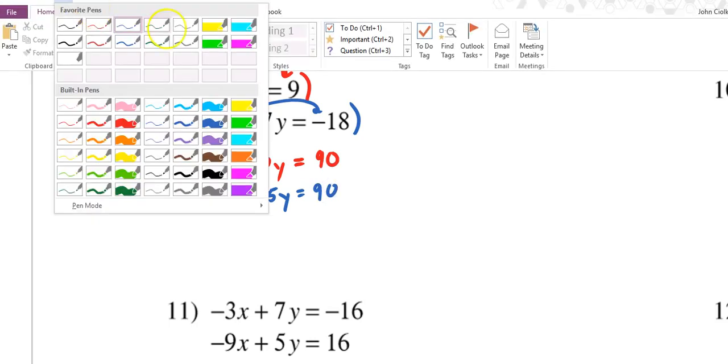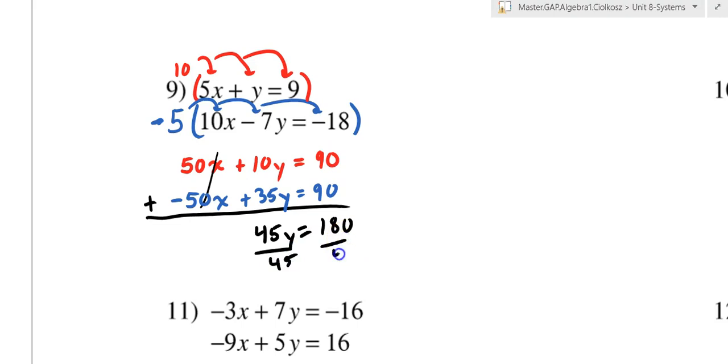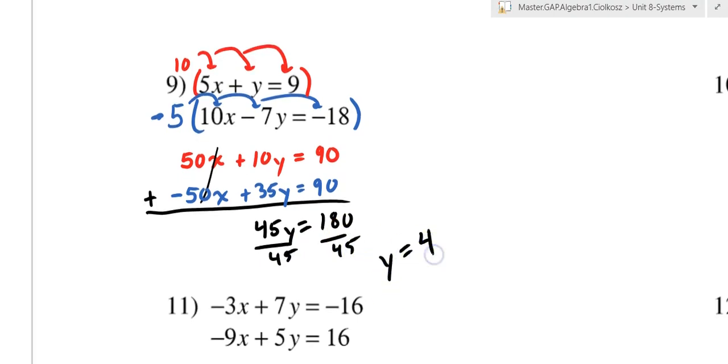So once we've done that, now we can start solving. Here's where we'd have to do that twice, multiplying top and bottom. This is the most complicated version of these problems. We're always going to cancel x's by this method. So these positive 50, negative 50, they go away. Adding down, I get 45y is equal to 90 plus 90, which is 180. Dividing by 45, I'll get y is equal to 4.